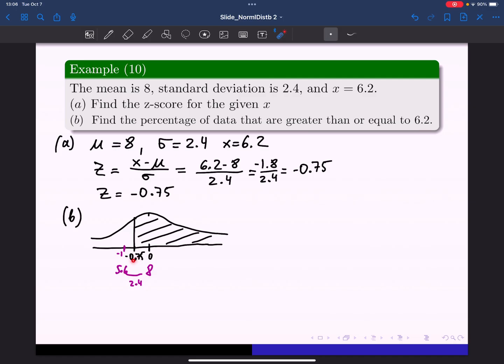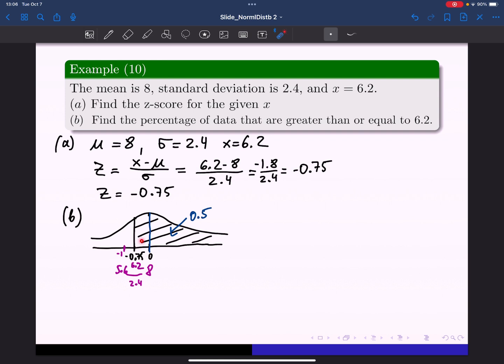So 6.2 is right here in this spot. So here is my data 6.2 right here. And 6.2 corresponds exactly to minus 0.75 on the z-score, I'm sorry. All right, so then we divide. We know that this half is 0.5. And then this part we need to find by symmetry. This part is exactly the same as we would mark it here, 0.75. Those two would be equal.